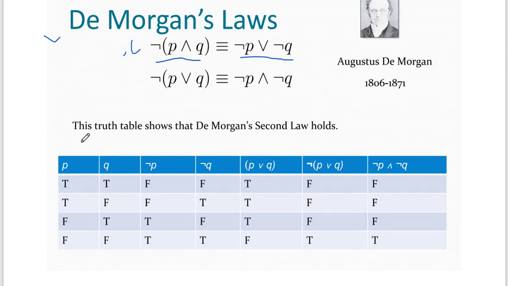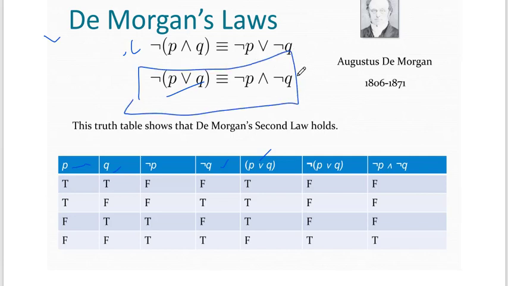Okay, what do we need? First columns P, Q, and here negation P and negation Q. Also in brackets, P or Q and P and Q. Okay, so first let's start with the truth table to solve this equation.